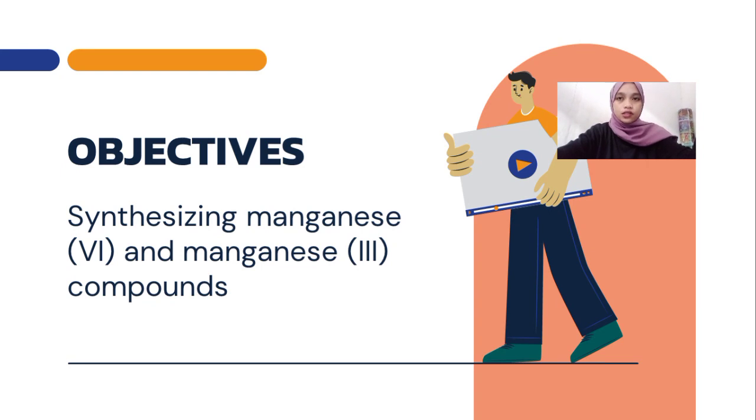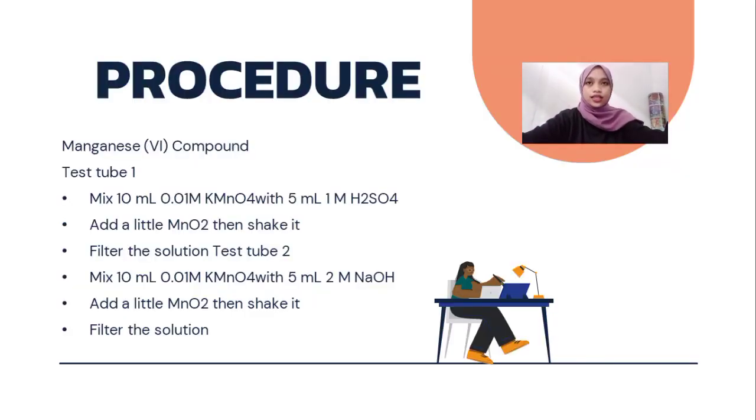The objective of this experiment is synthesizing manganese 6 and manganese 3 compounds. The procedure in this experiment is for manganese 6 compounds.